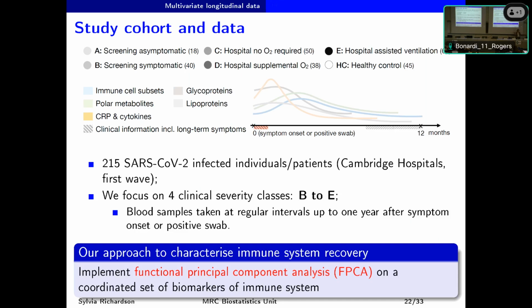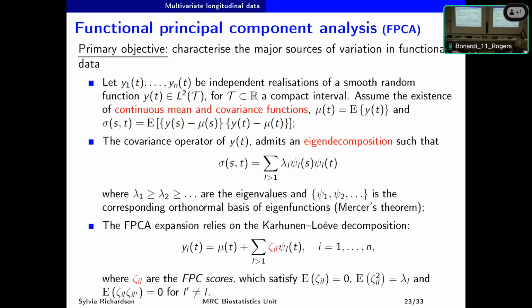I'm mentioning these colors because my plots of the scores afterwards will go from light gray to black and will follow severity. So this is the example I'll show you, where we will reconstruct these trajectories. Of course, I will analyze only a few biomarkers, but there were many. So just some notation, not to scare you, but to give you the flavor of it.